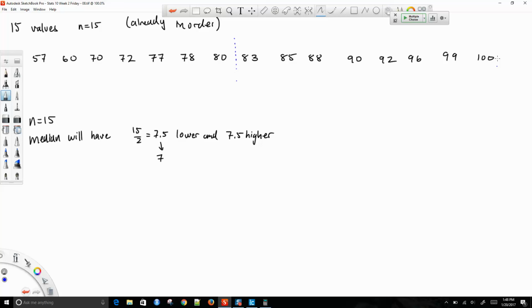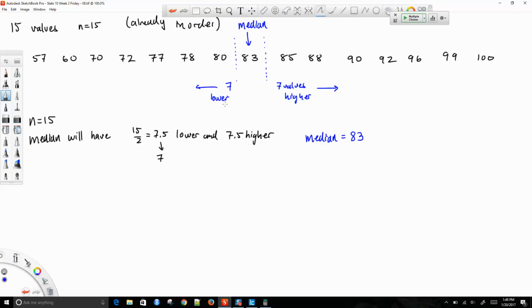On the upper side, I will also count down 7. 1, 2, 3, 4, 5, 6, 7. Okay? Because I want 7 values lower and 7 values higher. And so this number in the middle is going to be my median. So my median is 83. Okay? We do the same thing.